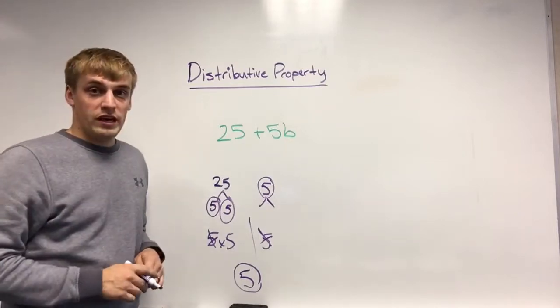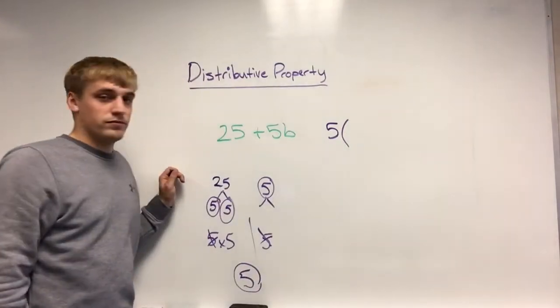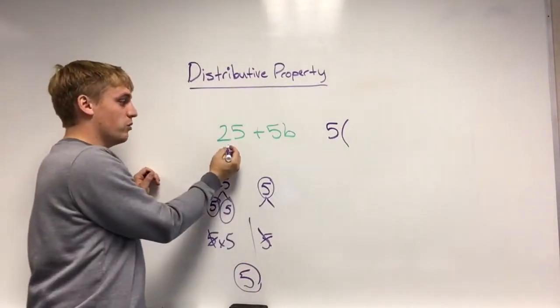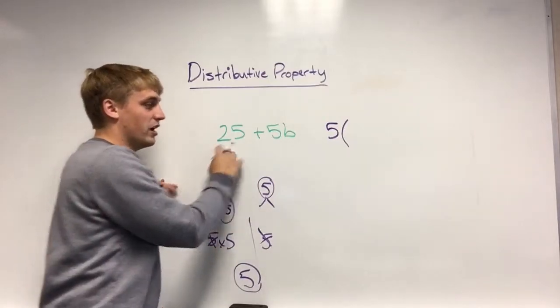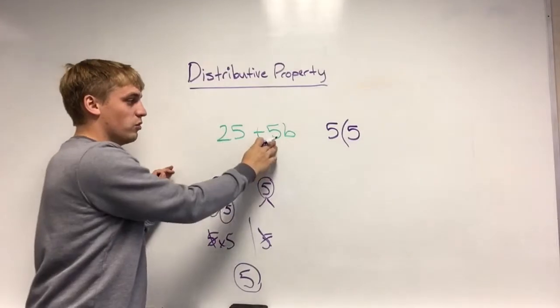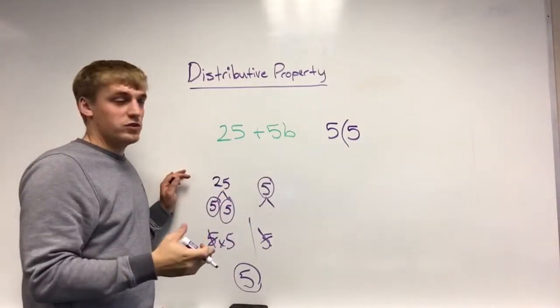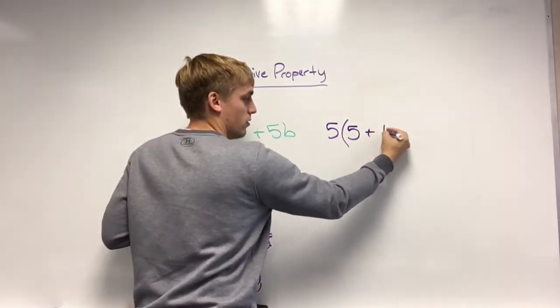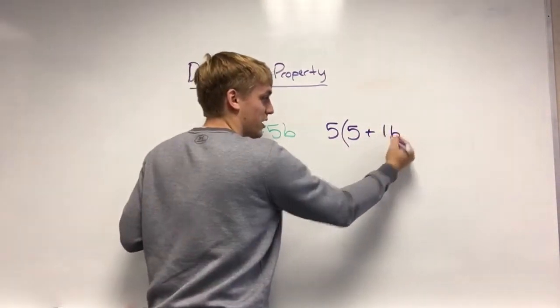This is what we do with that. We write 5 and we put a parenthesis. And we say, what's 25 divided by 5? Well, 25 divided by 5 is just 5. What's 5b divided by 5? Well, 5 divided by 5 is 1, and then we just bring the letter with. So it would be 1b.